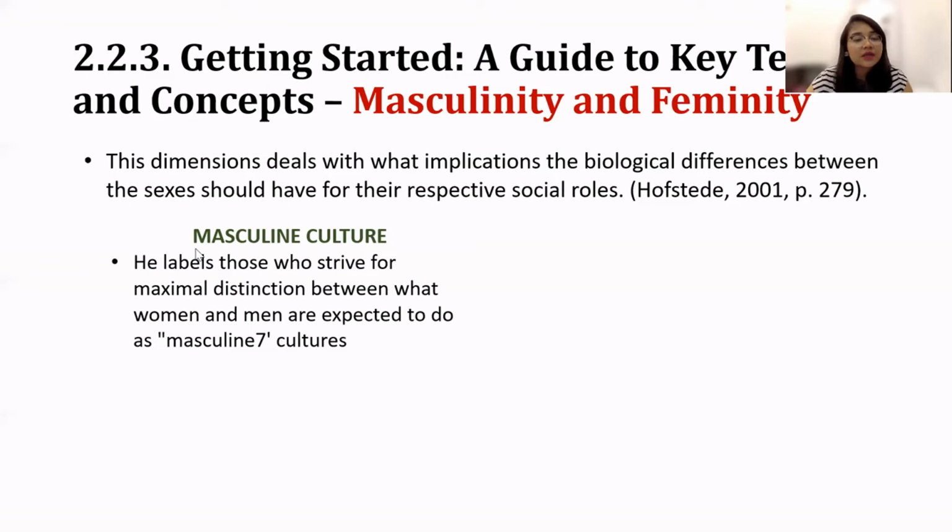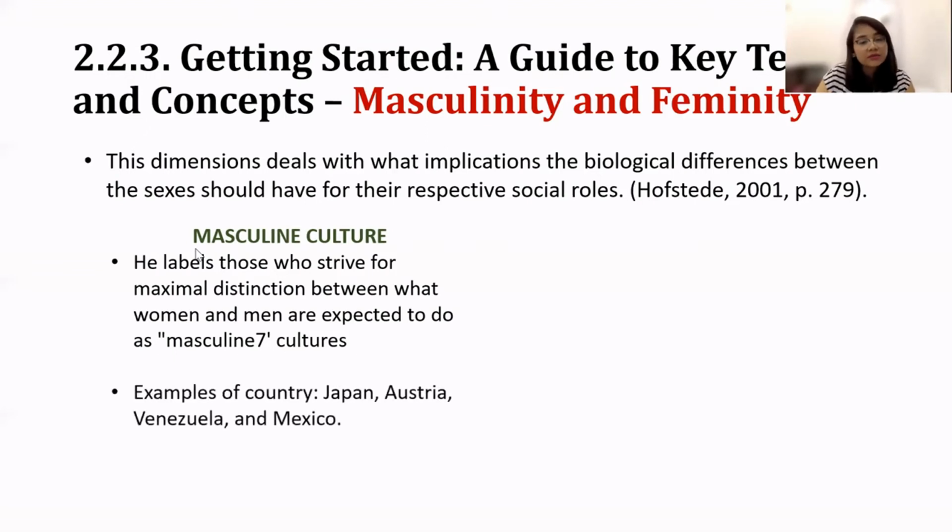It labels those who strive for maximal distinction between what women and men are expected to do as masculine culture. Examples of countries that revert to this culture a lot are Japan, Austria, Venezuela, and Mexico. So in this cultural group, there is a strong distinction between what men are expected to do and what women are expected to do. So men should do this and women should do this. So the differences of the roles are very, very obvious and clear.